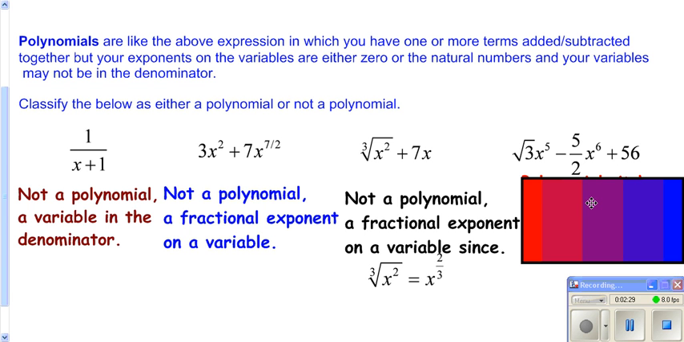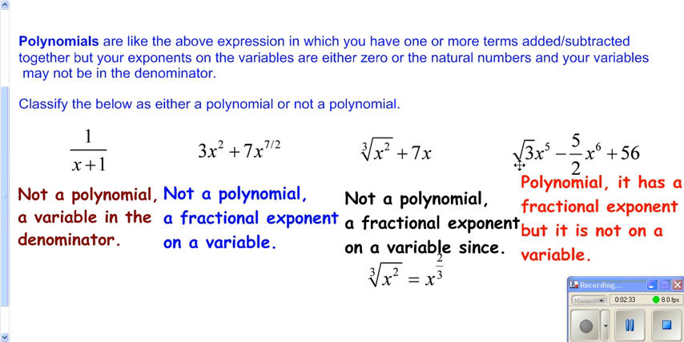Is this one here a polynomial? In this case, it is. And you might say, well, it has a root. Yeah, but it's the root of a number. It's not the root of a variable. You have no variables in the bottom. When you look at your exponents on your variables, you have a 5 and a 6, and they're positive whole numbers.